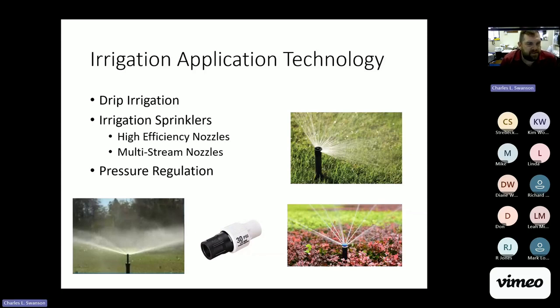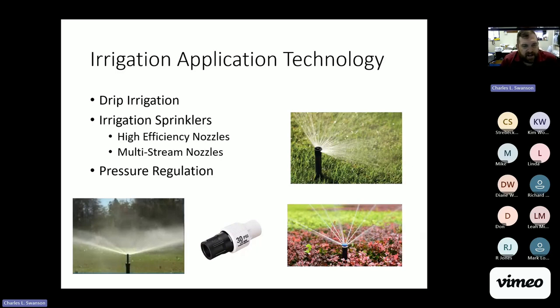With irrigation sprinklers, obviously irrigation sprinklers are the most common method used to irrigate landscapes in Texas. We look at improvements in sprinkler technology, and that has come in different types of irrigation nozzles. Those include what we call high efficiency nozzles and multi-stream, multi-trajectory nozzles. And the goal of these new technologies is to produce more uniform water droplets so that we have a much higher application uniformity to our landscape.